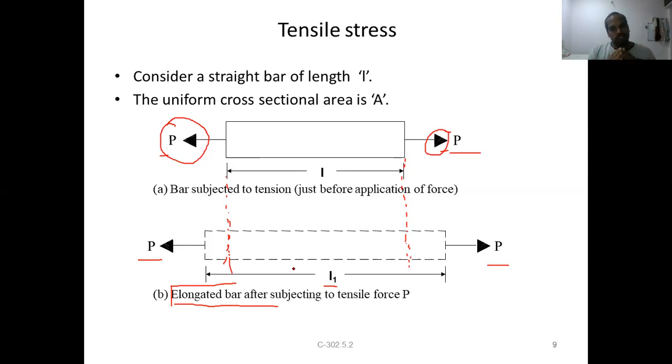Right? So due to this increase in length in one direction along the line of action of the force, the bar increases. The length increases. But what about this perpendicular direction? This dimension also changes.